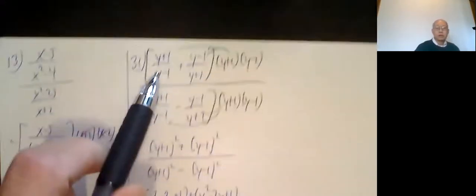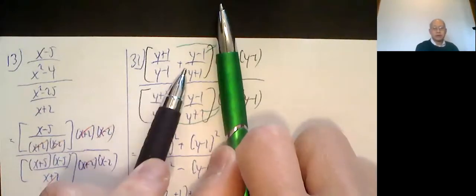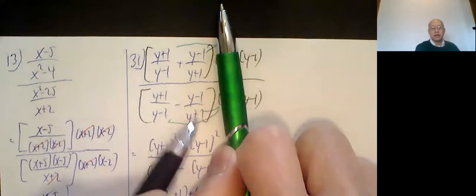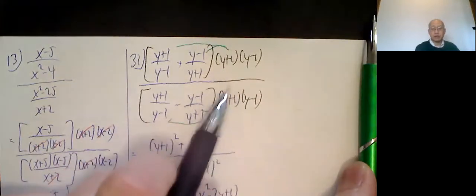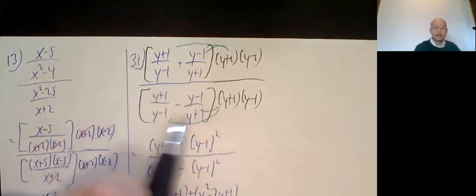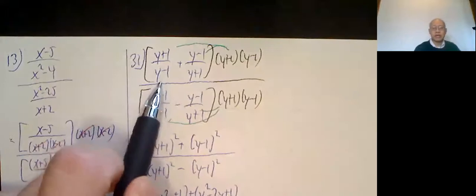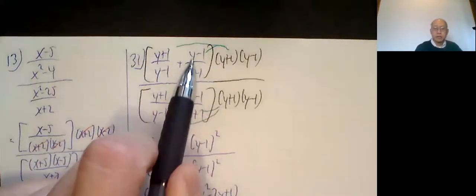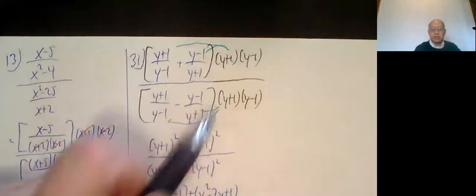Okay, 31 starts off with fraction plus fraction divided by fraction plus fraction. So you make it look a lot nicer. Multiply top and bottom by y plus 1, y minus 1. That'll clear up that, and that, and that, and that. Okay, these two times this. Y minus 1 cancels. I have y plus 1 times itself, or y plus 1 squared. This fraction times these two, y plus 1 cancels. I have y minus 1 times itself.